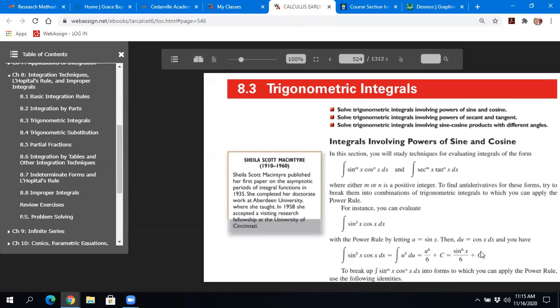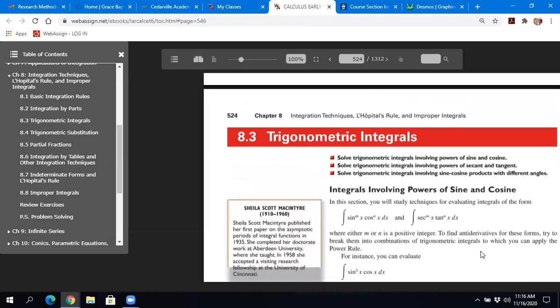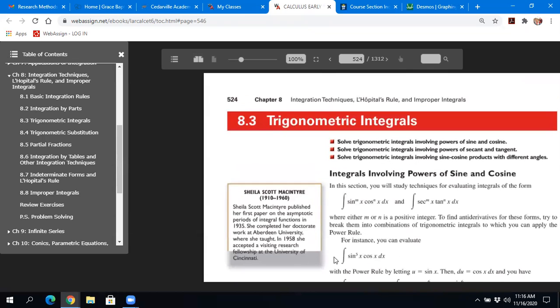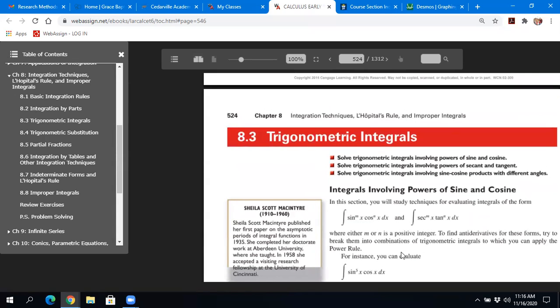Now, if you happen to have, okay, before you even look at this below, what about this example right here? Sine to the 5th times cosine, what would you do? It actually says it right there. I'm going to cover it up so you don't see it, yes? What would you do if you had sine to the 5th times cosine? What would be your approach?